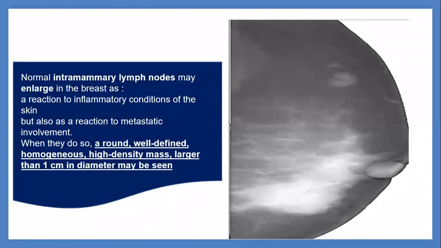The normal intramammary lymph node may enlarge in the breast as a reaction to inflammatory conditions like skin changes, but can also enlarge as a reaction to metastatic involvement. When they do so, it becomes more rounded. Still, it will be most of the time a well-defined, homogeneous, high-density mass, larger than 1 centimeter, and in this case, it is also larger than 1 centimeter.